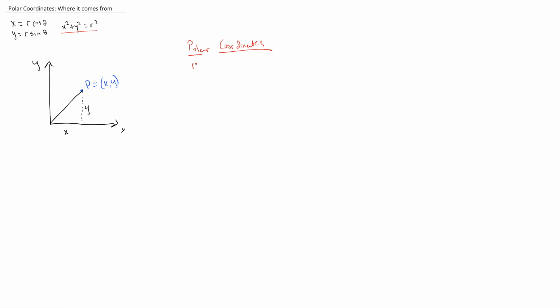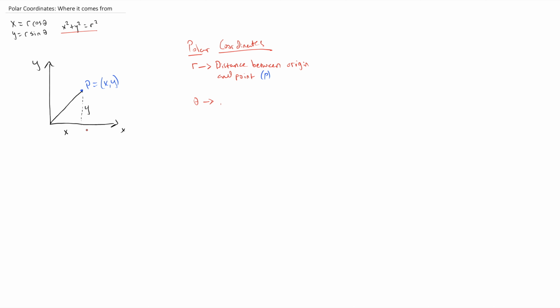Okay, so starting off with r. R is the distance between the origin and the point, which in our case is P. And because r is a distance, r always has to be positive. Now let's look at what the definition of theta is.